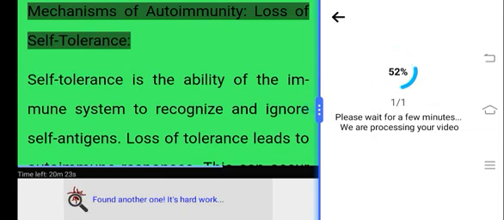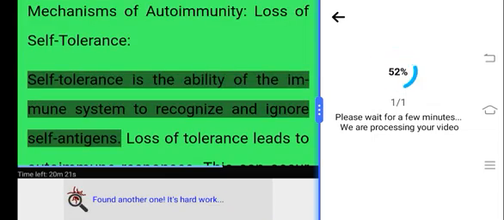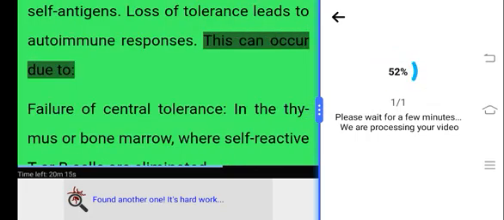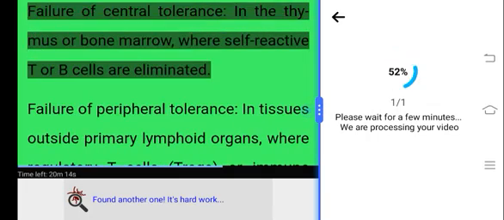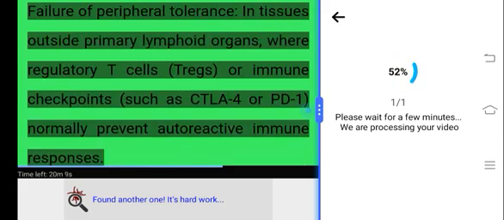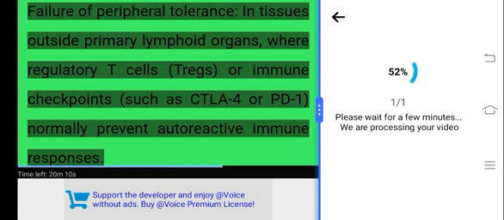Mechanisms of autoimmunity: loss of self-tolerance. Self-tolerance is the ability of the immune system to recognize and ignore self-antigens. Loss of tolerance leads to autoimmune responses. This can occur due to failure of central tolerance in the thymus or bone marrow, where self-reactive T or B cells are eliminated, or failure of peripheral tolerance in tissues outside primary lymphoid organs, where regulatory T cells (TREGs) or immune checkpoints such as CTLA-4 or PD-1 normally prevent autoreactive immune responses.